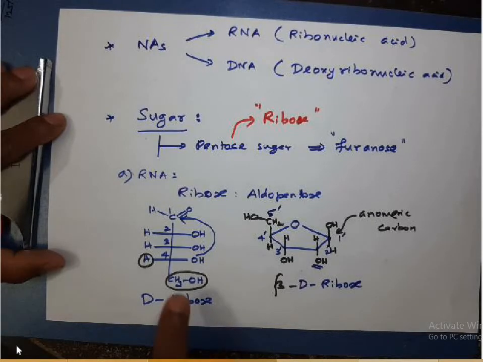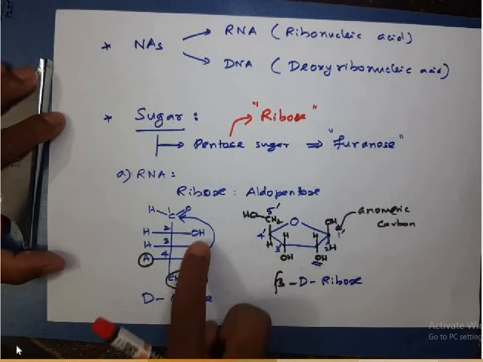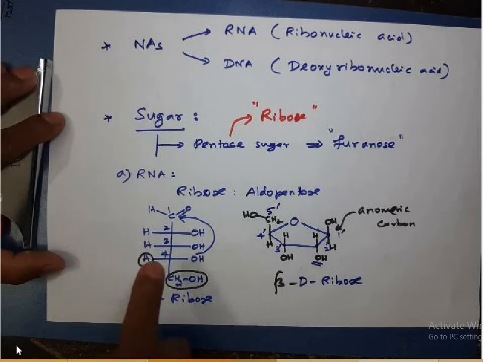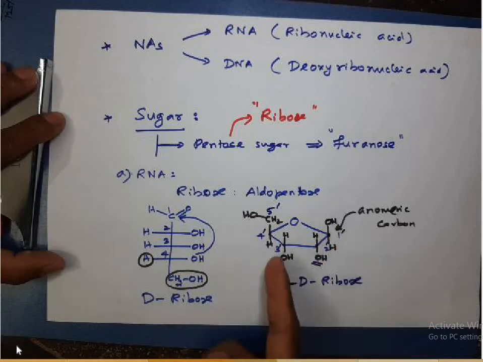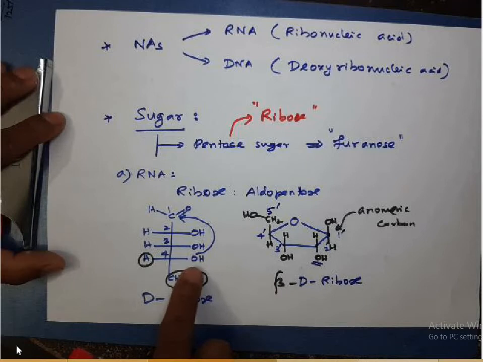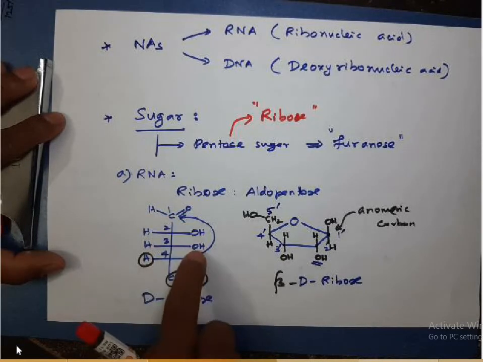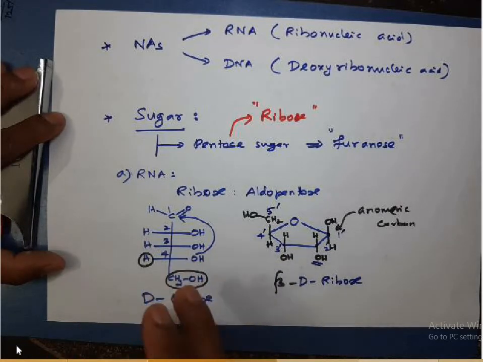Right. So this is called D-ribose, where OH groups are present on the right hand side in Fischer projection. Now, in cyclic form, how does it form a cyclic structure? Listen, the OH group of carbon number 4 will react with the aldehyde group. Students, observe this carefully. Reaction between aldehyde and alcohol will give you a compound called hemiacetal.